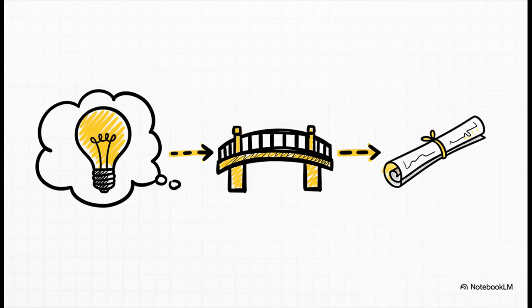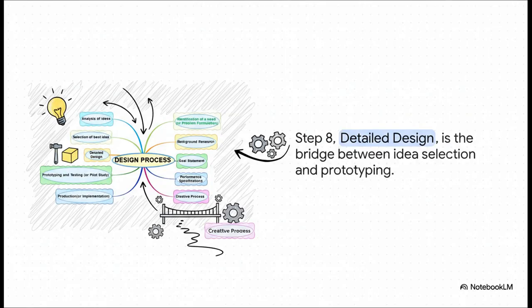Think of it as the super important bridge that takes your best idea and turns it into a concrete, buildable plan. So if you look at the process map again, check out where detailed design is sitting. It's right after you've picked your best idea, but just before you start building that first prototype. And that's no accident, right? It's the absolutely essential link between choosing your direction and actually starting the journey.